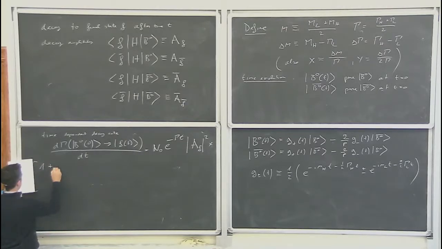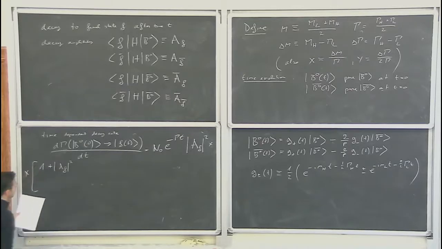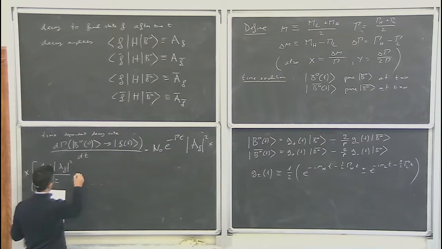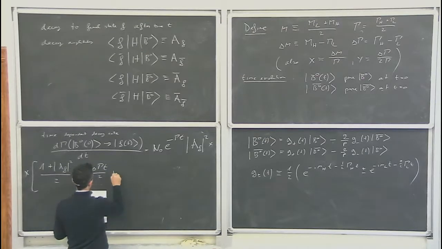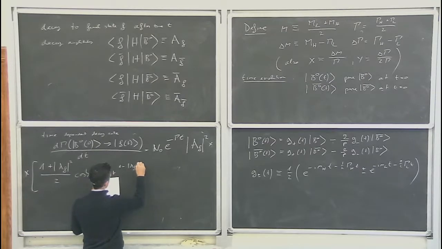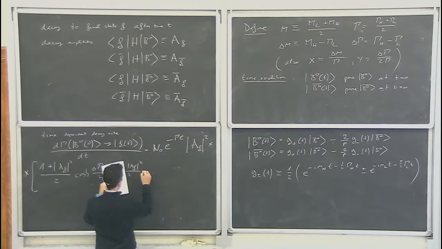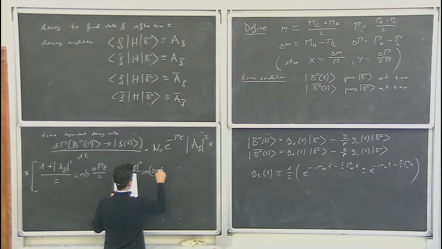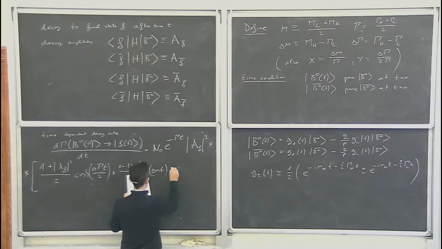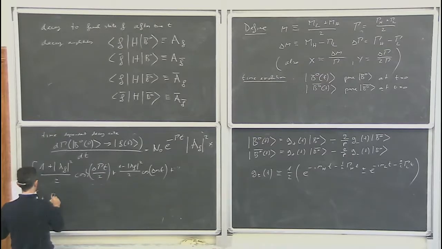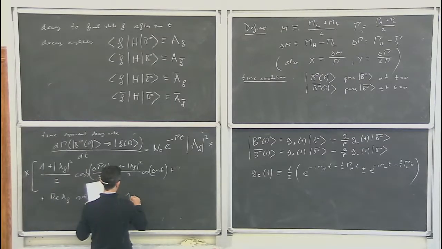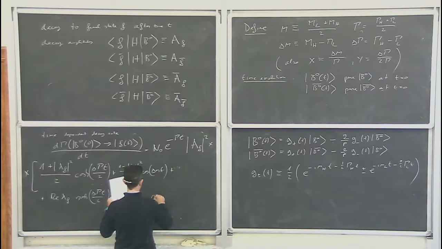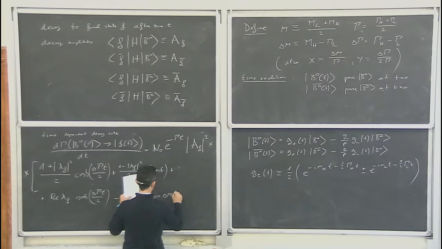In complete generality, 1 plus the absolute value of a quantity I define as lambda f squared over 2 times cosine hyperbolic delta gamma t over 2, plus 1 minus the same quantity lambda f, absolute squared, over 2 times cosine delta m t, plus the real part of this lambda f times sine hyperbolic delta gamma t over 2, minus imaginary part of lambda f times the sine of delta m t.